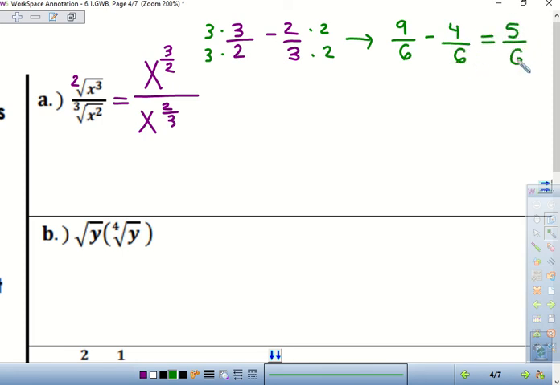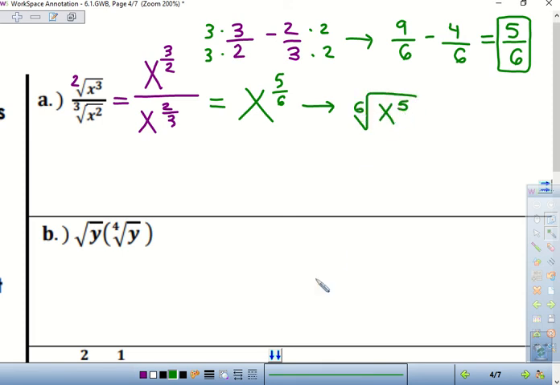5/6. Did you simplify that to? It is fully simplified. 5/6 can't be any more simple. Oh. So then what you could do is write it as x to the power of 5/6. But that's not our final answer, because if you remember earlier we talked about your final answer needing to be in the form that the question was asked. And it wasn't asked as a fractional exponent, it was asked as a radical. So you have to go ahead and convert this back to radical form. Like that. And that would be your final answer.